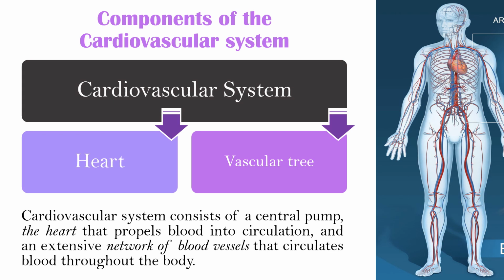Components of the cardiovascular system. The cardiovascular system consists of two components, the heart and the vascular tree. It consists of a central pump, the heart, that propels blood into circulation, and an extensive network of blood vessels that circulates blood throughout the body. The primary function of the heart is to pump blood into circulation. Hence, the forceful ejection of blood creates energy for the blood to circulate in the blood vessels.